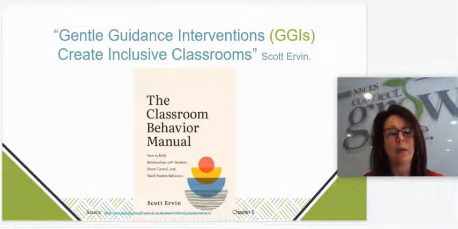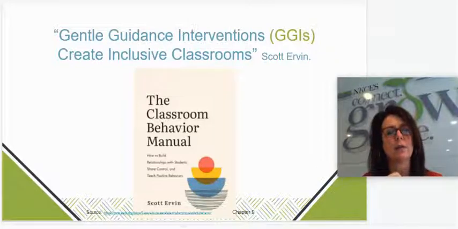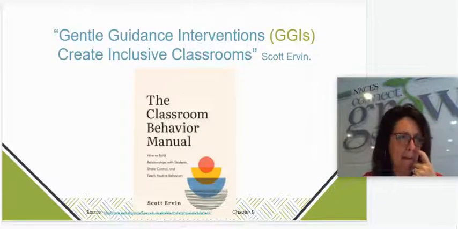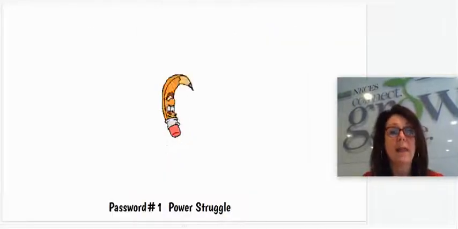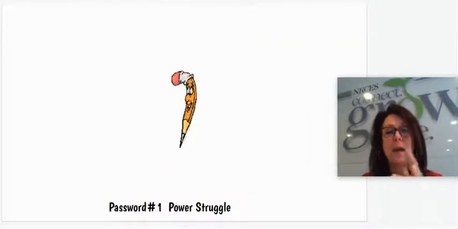Here's the book, just in case you didn't get to see the entire thing. And I love the fact that there's a quote in the book that says, gentle guidance interventions create inclusive classrooms where everyone is feeling that they have a place and they know how to navigate. And so that leads us to our first password, power struggles.